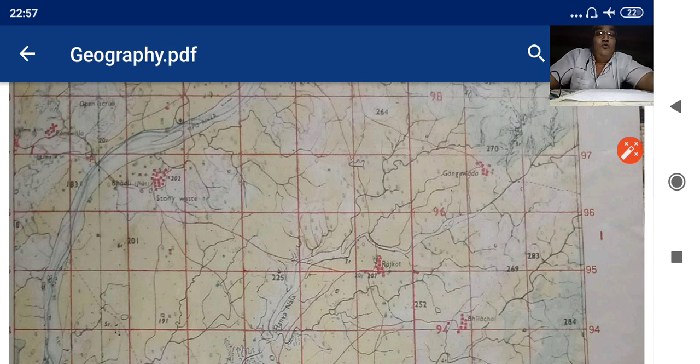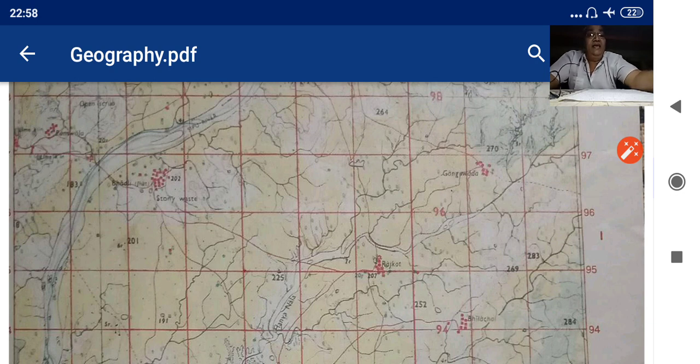Over this line you can place a thread and you can measure its distance. Suppose it comes 7 centimeter. Our scale is 2 centimeter to 1 kilometer. So 7 centimeter divided by 2, it will come 3.5 kilometer. So the distance from Rajkot to Ganguwada is 3.5 kilometer. This is known as the scale.